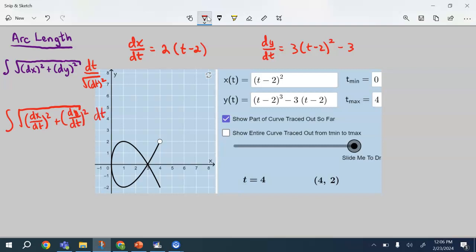And now we want our limits to be values of t. So our start time is 0 and our end time is 4. And so what we would do from there is take our two expressions and put them in these places. So in for our dx over dt, you're going to put one expression in there and the other expression in there, and then you'll use your graphing calculator to determine the arc length.